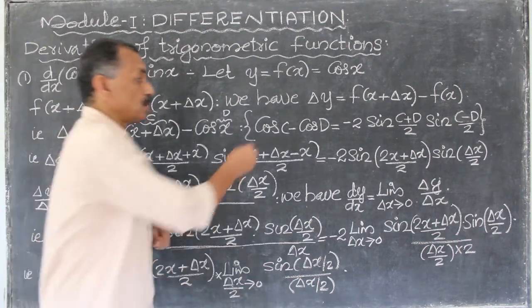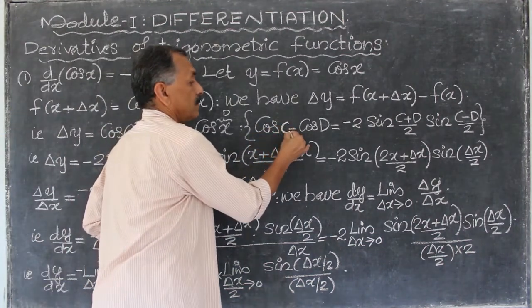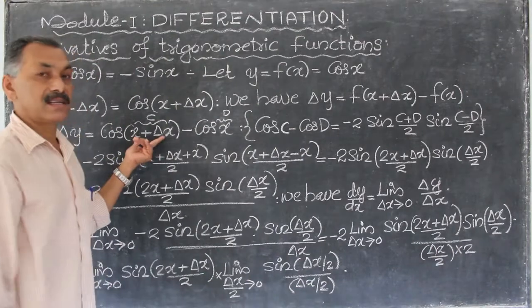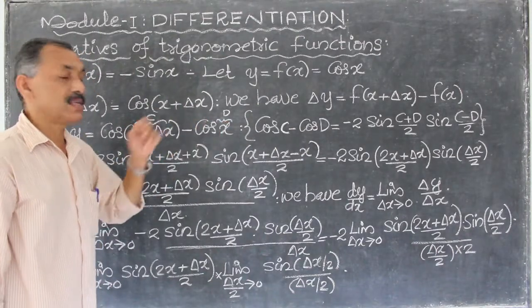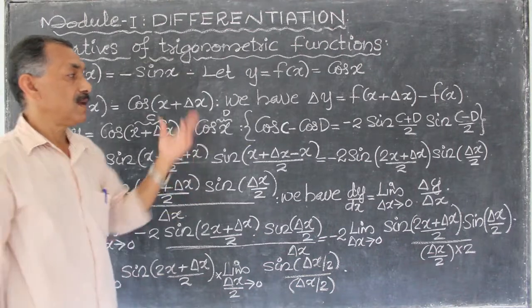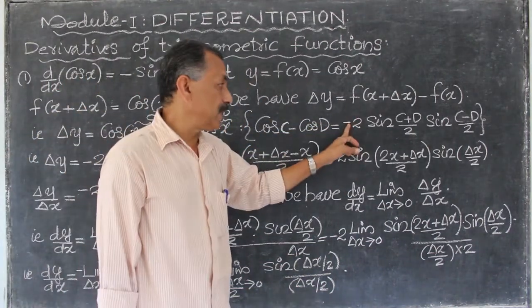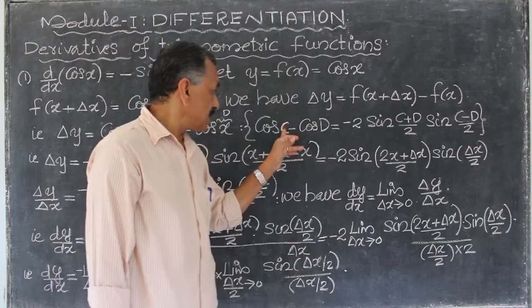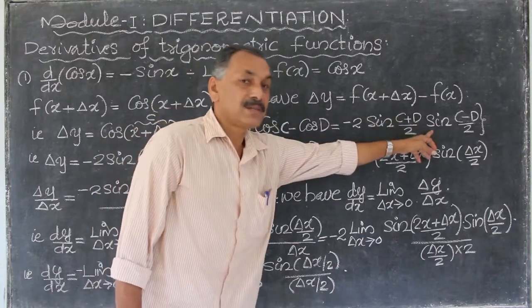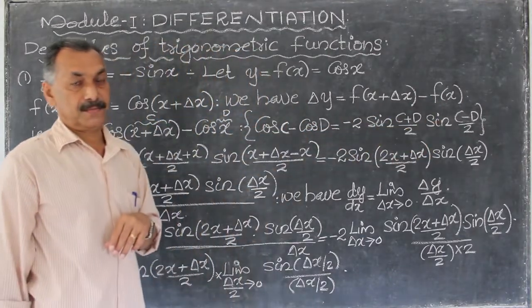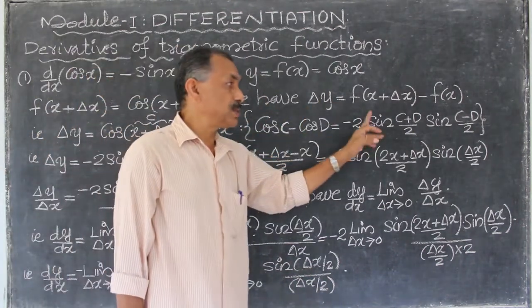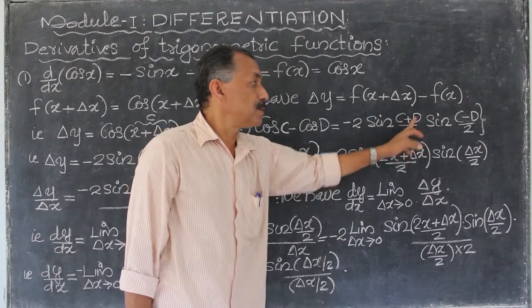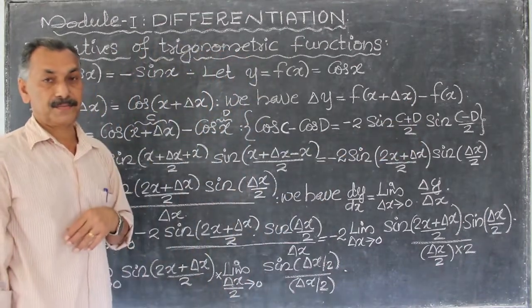Okay? What is cos c minus cos d? In the result, cos of x plus delta x is c, and x is d. That is cos c minus cos d. What is cos c minus cos d? Cos c minus cos d is equal to minus 2 sin of c plus d by 2 into sin of c minus d by 2. Okay?